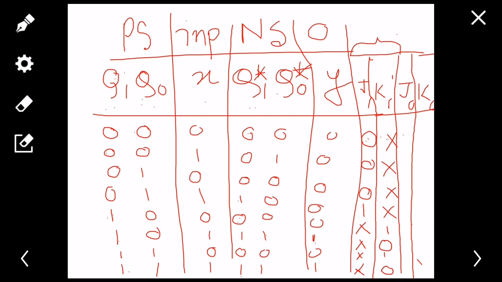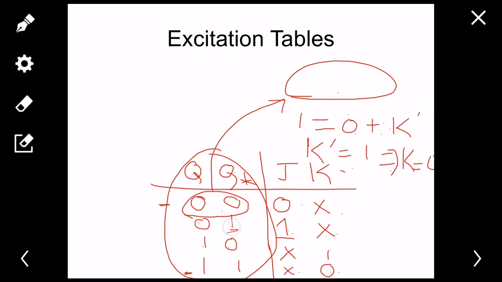Now in a similar manner, let's do the J0 K0. In order to do that, I'll be using Q0 and Q0 star, so present state and next state, completing this one right here. So 0 0 will give you 0 don't care, 0 1 will give you 1 don't care. Let's go and check: 0 1 gives you 1 don't care.